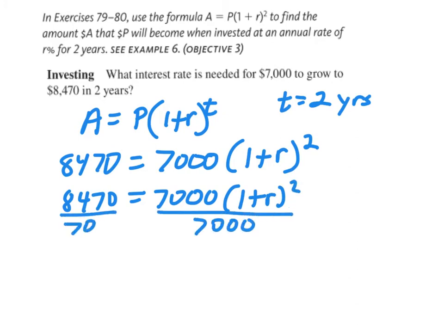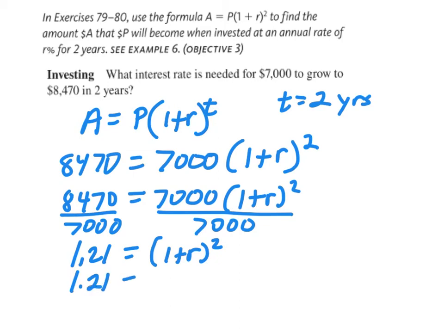And that will get that binomial that's squared by itself. And that is going to equal, when I do that division, 1.21 equals (1 plus r) squared. I'm going to square that binomial, and that'll be 1 plus 2 times 1 times r, so that's 2r plus r squared.